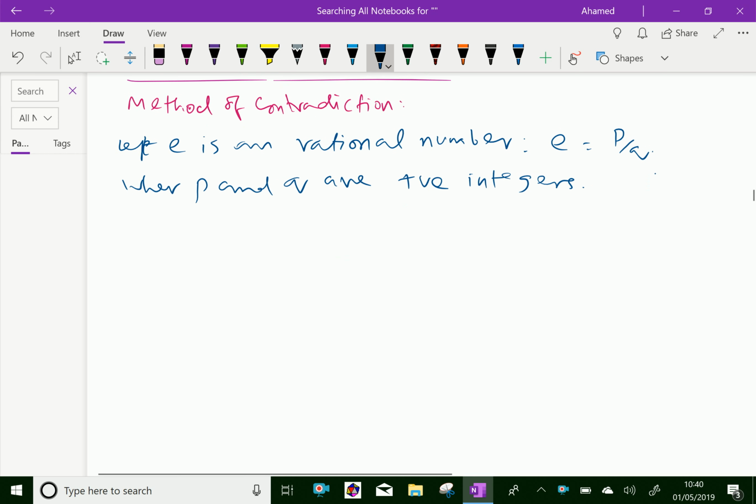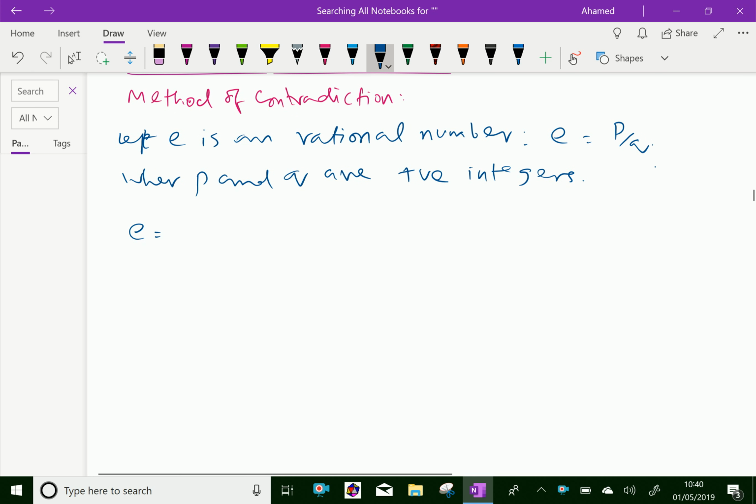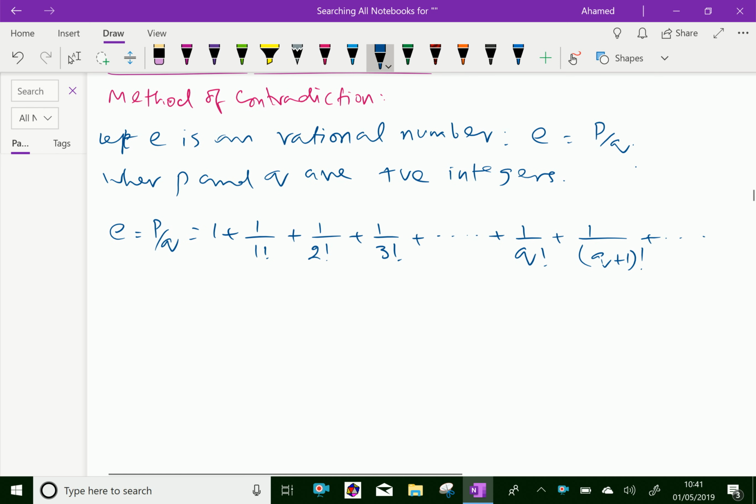Now we know that e, the expansion, equals p over q, that is equal to 1 plus 1 over 1 factorial plus 1 over 2 factorial plus 1 over 3 factorial plus dot dot dot plus 1 over q factorial plus 1 over (q plus 1) factorial plus dot dot dot. This, let it be 1.